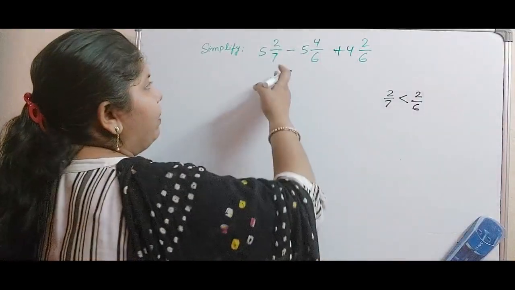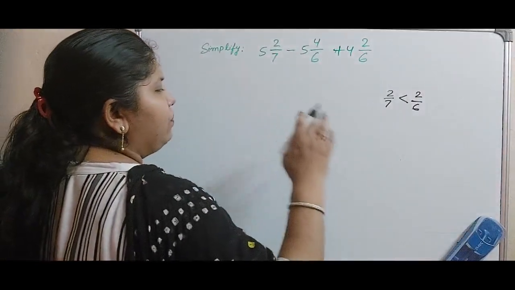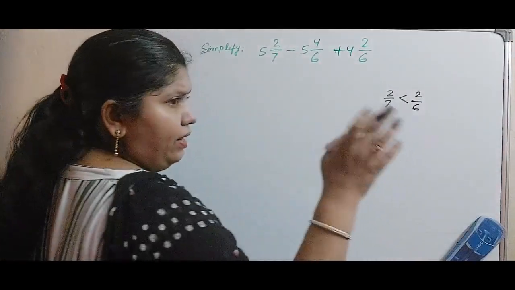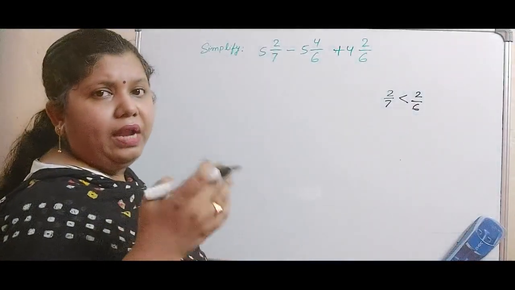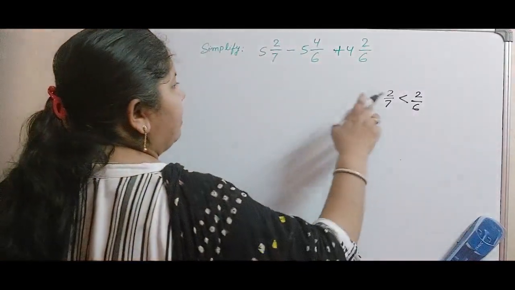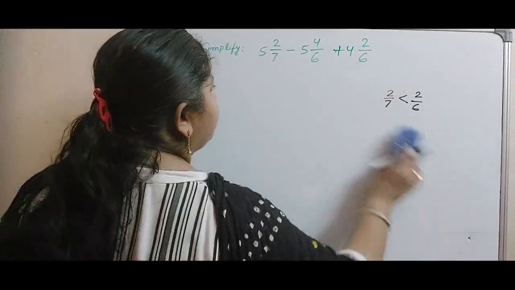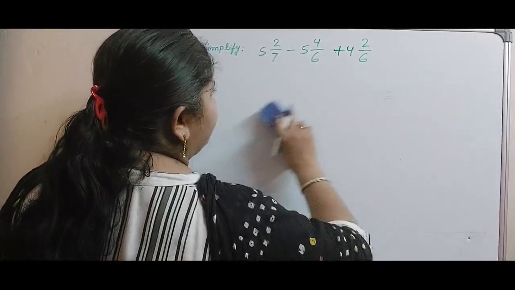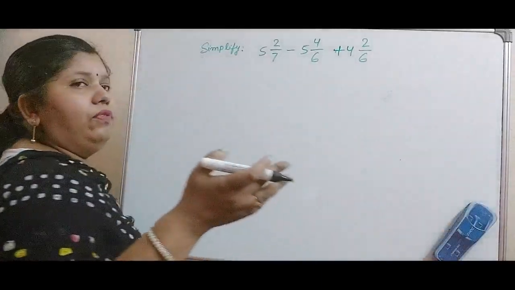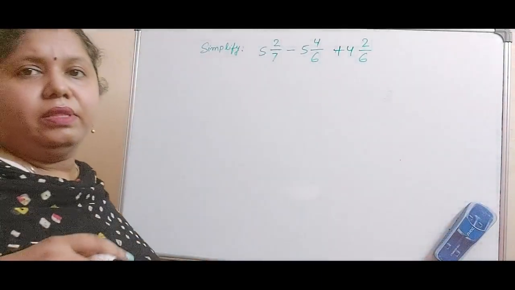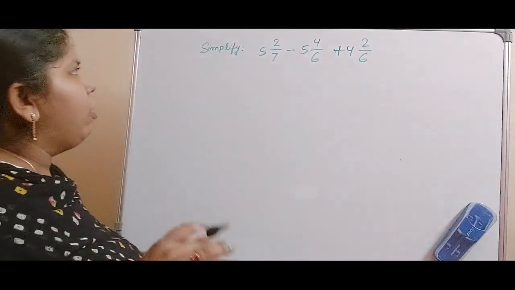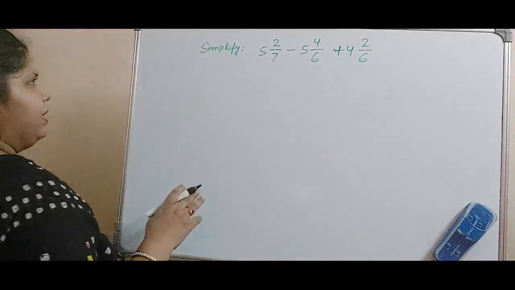We have 2 by 7 here, which will give a smaller number than 2 by 6, and if you add any number, obviously that number will be less than 4 by 6. So we cannot use that method, because it becomes more complicated if you use the alternate method here. So normally, we will do it in the usual method.